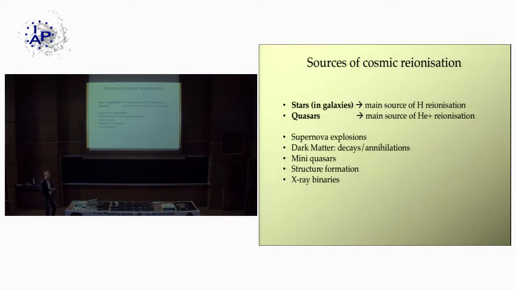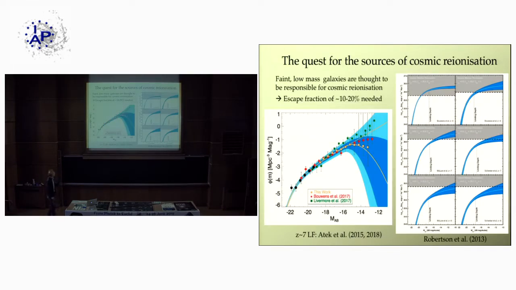Schematically, we talk about stars or quasars which could have contributed. And then there are different, more or less exotic explanations which are also discussed in the literature, but I don't have time to discuss all these options. Generally, we think that stars, so the sources in galaxies, have contributed most of the ionizing photons which reionize hydrogen, and quasars, higher energy photons, which reionize helium, which happens later around redshift 3 or so.